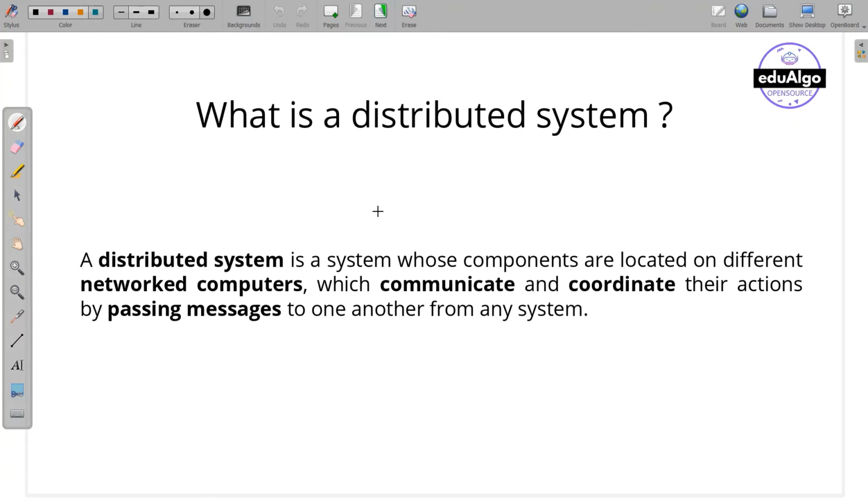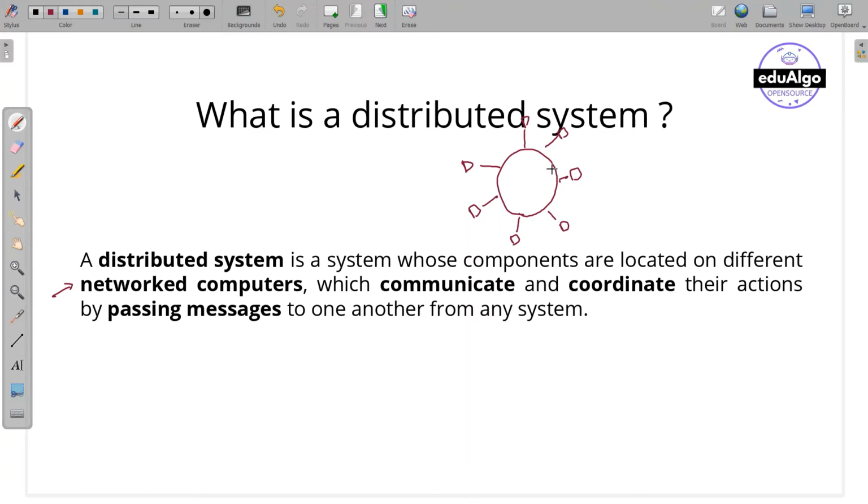Going through the definition, a distributed system is a system whose components are located on different network computers. So we'll be discussing what a network computer is. A network computer is nothing but the computers in an entire network. Like we are using the internet and we have computers at different parts of the world, which are acting like servers or end users, or sometimes clients as well, and a lot of things.